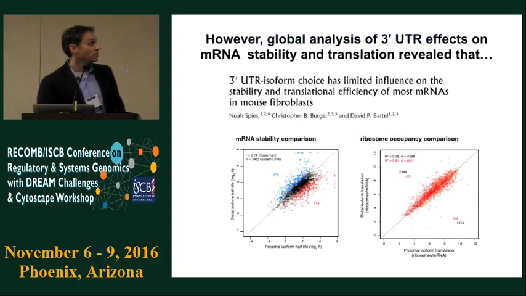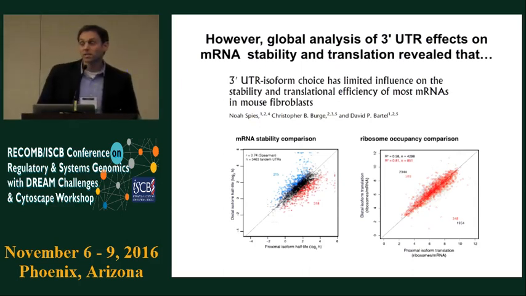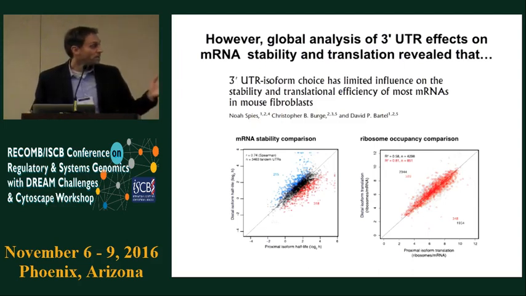So we decided to address that, and in a collaboration with Dave Bartel's lab, profiled the stability and translational capacity, as measured by association with polysomes, of different 3' UTR isoforms in a mouse 3T3 system. And what we found, to our surprise, was that overall, the stability of different 3' UTR isoforms from the same gene is highly correlated. There are very few genes where those two isoforms differ substantially in stability, and the translation of these different 3' UTR isoforms shown here is also very correlated.